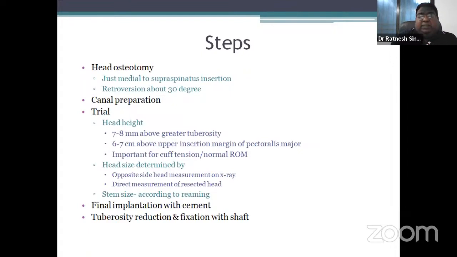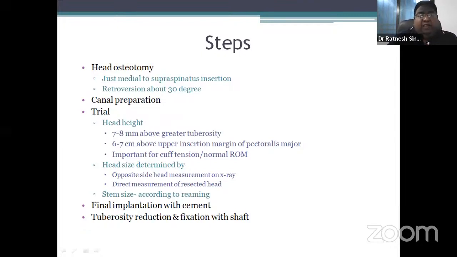Coming to the steps. First, the head osteotomy. First the joint is opened through the deltopectoral approach. The capsule is cut and the joint is opened. You can either elevate the capsule and subscapularis off the bone, or you can do an osteotomy. Results of both procedures are almost similar.